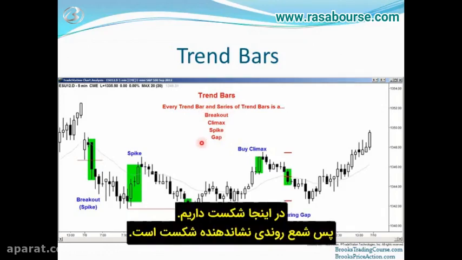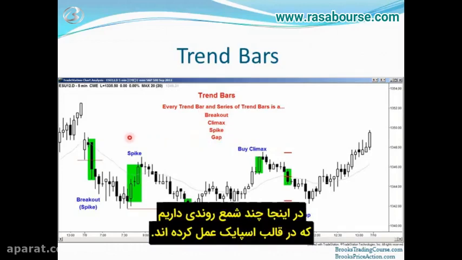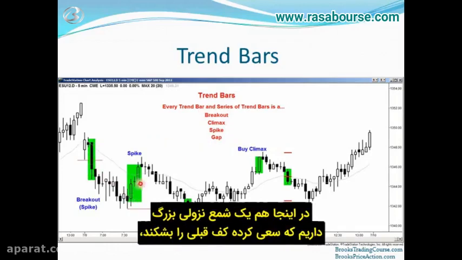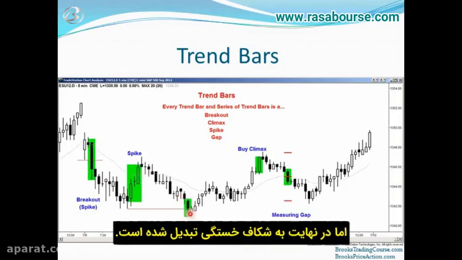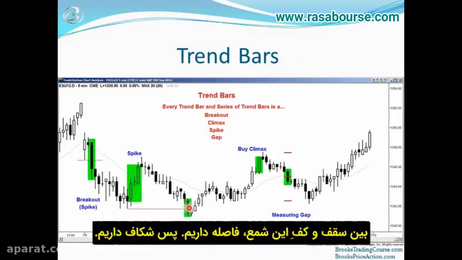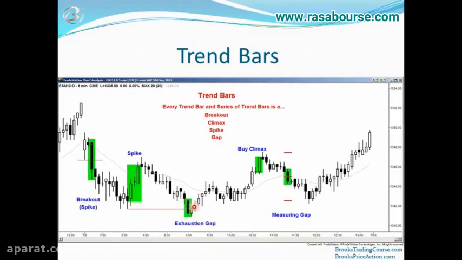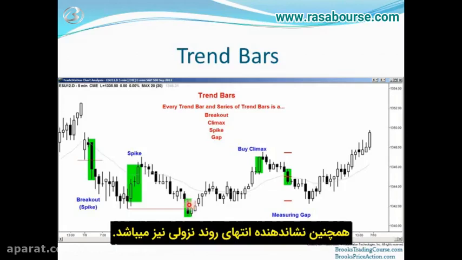Here we have a breakout, so the trend bar is a breakout. Here we have a series of trend bars functioning as a spike. Here we have a big bear trend bar trying to break out below the prior low, but it ended up as an exhaustion gap. The low of this bar, the high of this bar, there's space between, so this bar is a gap. However, it marked the end of a bear trend.